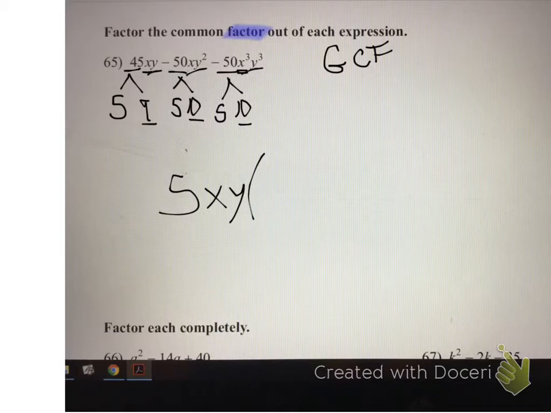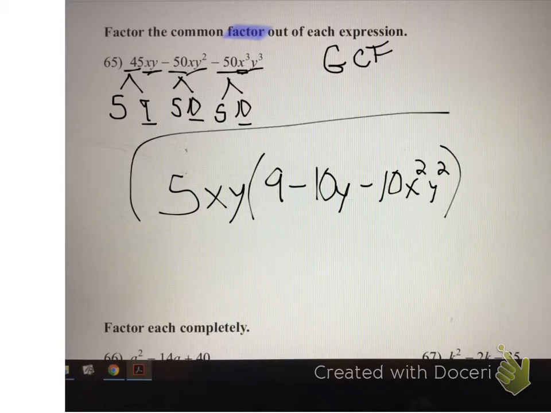So 45xy divided by 5xy is 9. Minus 50xy squared divided by 5xy is 10y. And then minus 50x cubed y cubed divided by 5xy goes into there, 10x squared y squared. And that's your answer right there.